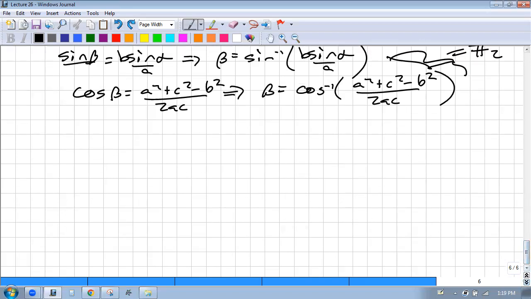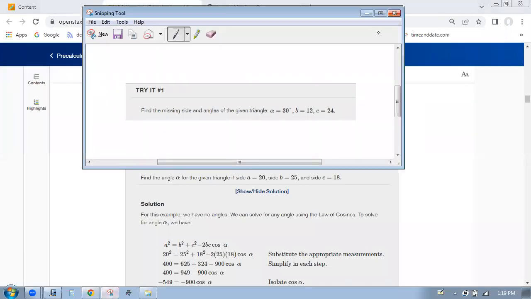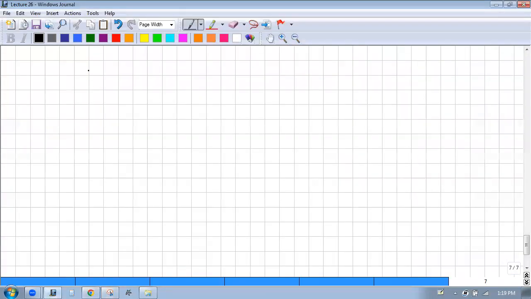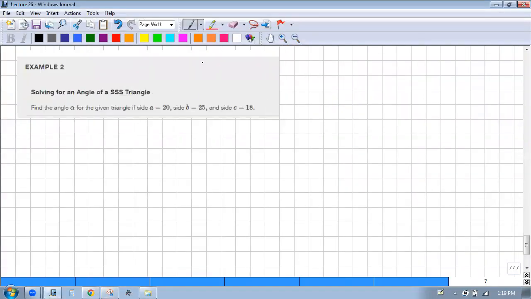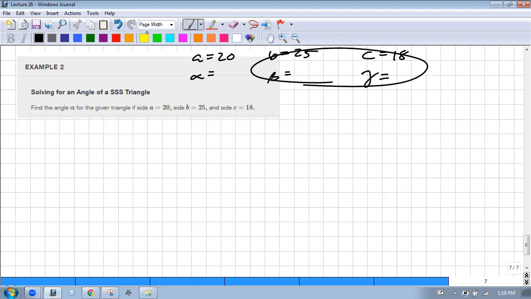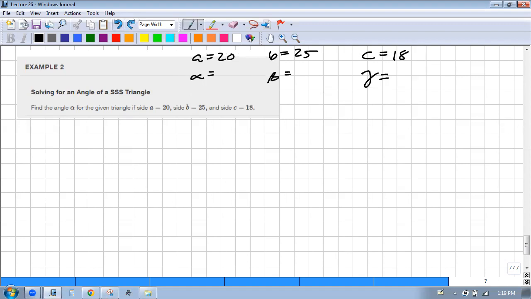Let's look at another one here. Here we go. Here's a side situation. This is where they give you three sides, and you got to find the angle, okay? So we have A is 20, we don't know alpha. We have B is 25, we don't know beta. And we have C is 18, we don't know gamma. Side situation, you can't use the law of sines. I have two out of four, and two out of four. Can't use the law of sines.